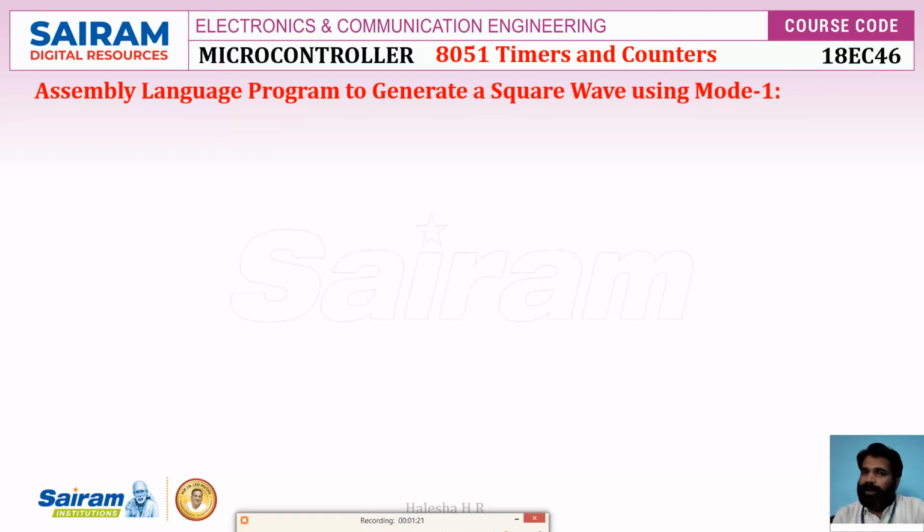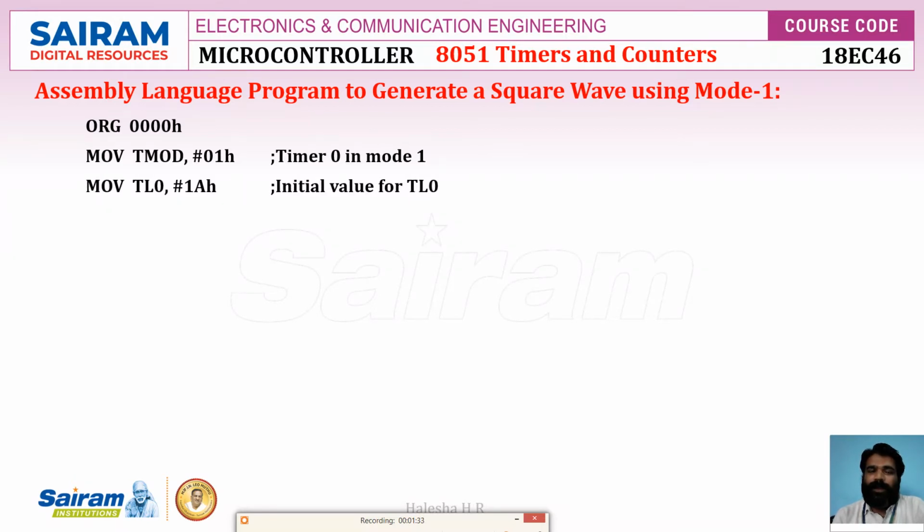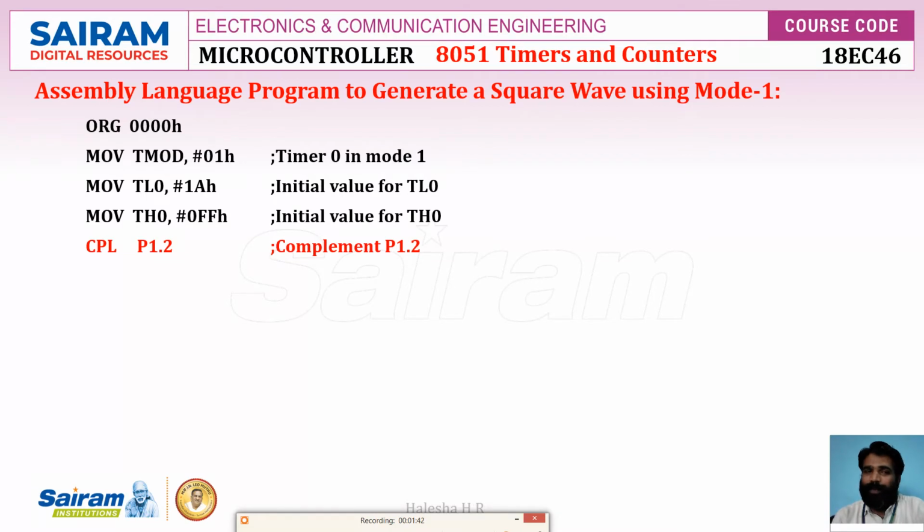Now we'll see how to write the program. Start with the ORG 00H. Again, load 01H to the TMOD register to select timer 0 in mode 1. Then load the initial value which we calculated in the previous video, for TH0 and TL0, and complement. I mean, if it is 1, it becomes 0; if it is 0, it becomes 1. Complement the pin P1.2, since we need to generate a square wave on pin P1.2.